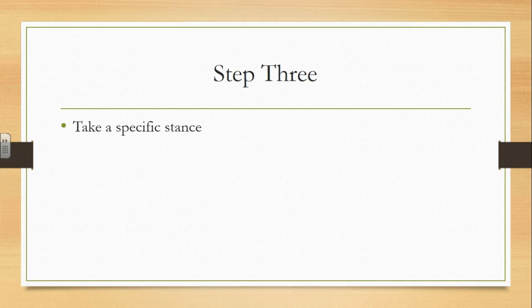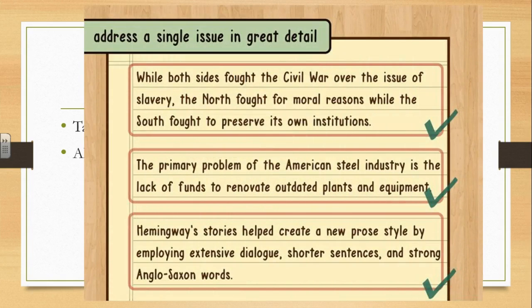Okay, step three, right here. You need to take a specific stance. This is about making your essay specific so you know what is going on. If you're too broad, nothing's going to happen here. You're going to have a very poor paper. Make sure you take a specific stance that you can prove. This is going to, number one, allow for a stronger thesis, and it's going to help your paper be better.